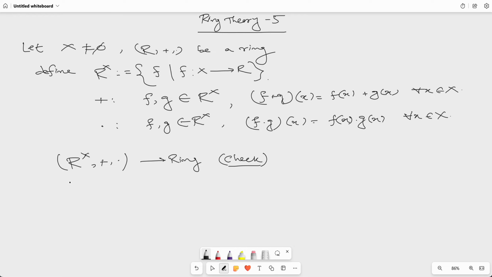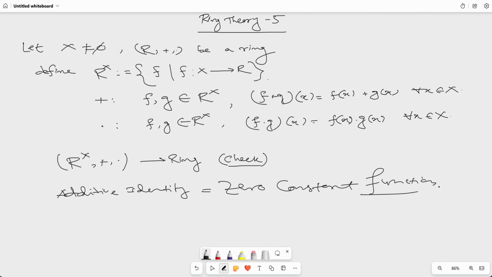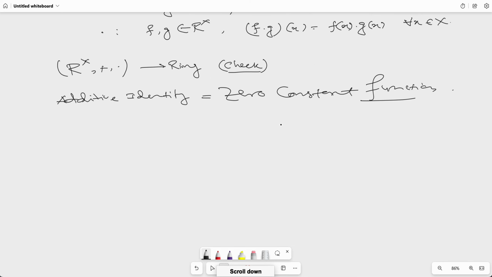So what is the additive identity here? This is the zero function. The additive identity is the zero constant function. This will be the additive identity here.